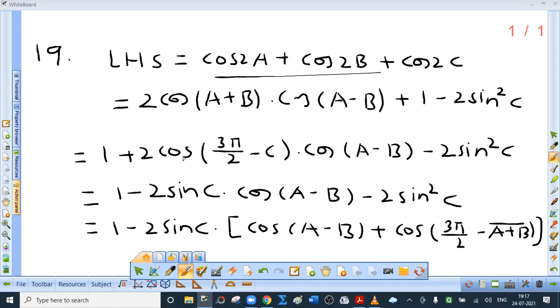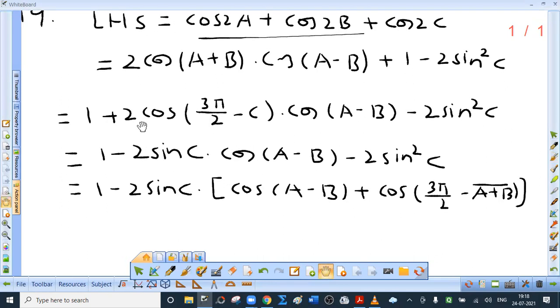Let me explain. Cos of 270 minus C. The 270 ratio will change, so cos becomes sin, and 270 minus is in the third quadrant, in which cosine is negative, and that is why you will see that the sign is changed. So minus 2 sin C, this as it is. Now take minus 2 sin C common. So 1 minus 2 sin C, in the bracket you get cos of A minus B plus, I'm sorry, I should have written sin over here. I'll make that change.